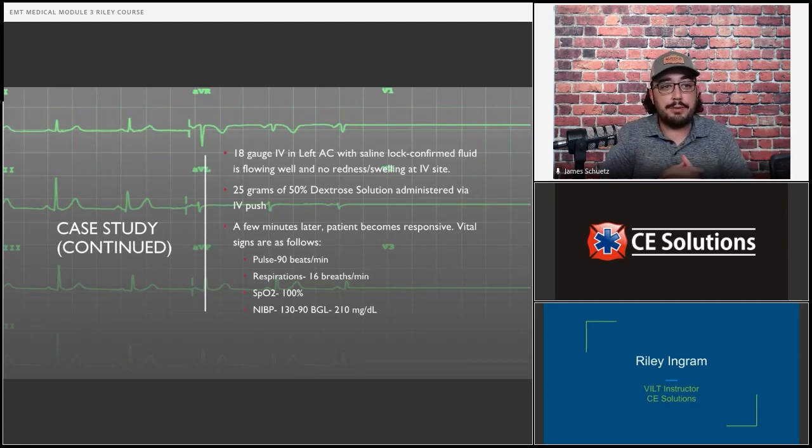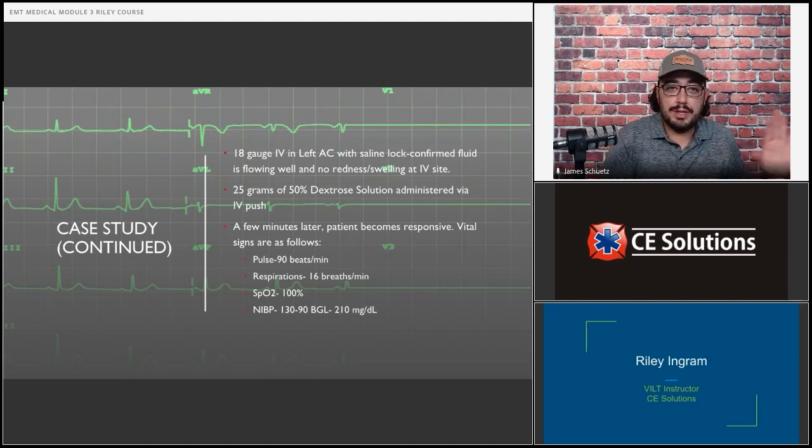So a few minutes later, he becomes responsive, and we're going to recheck vital signs. Okay, got a pulse of 90 beats per minute. It's a lot better than 110. Respirations are at 16. All right, so they've slowed down a little bit. And they were high and elevated, trying to compensate before, right?